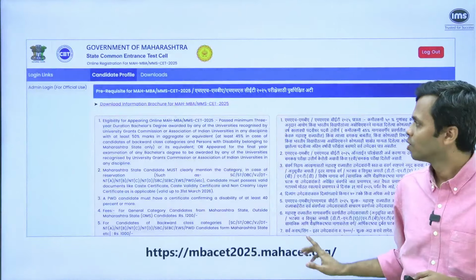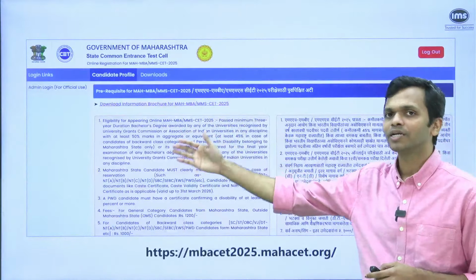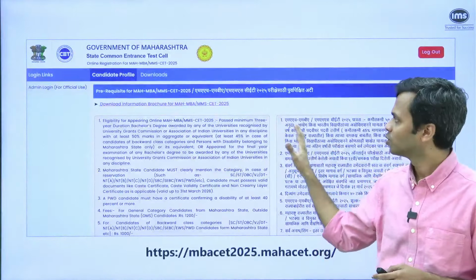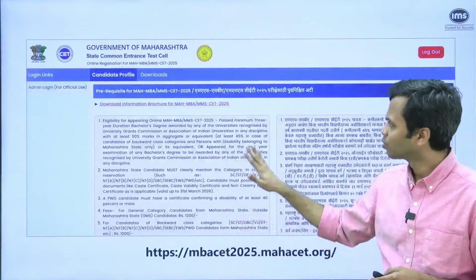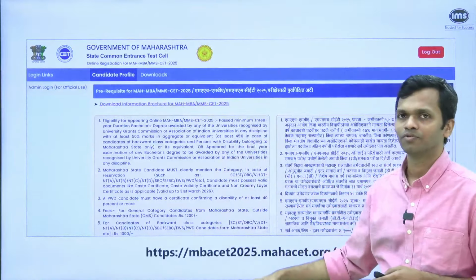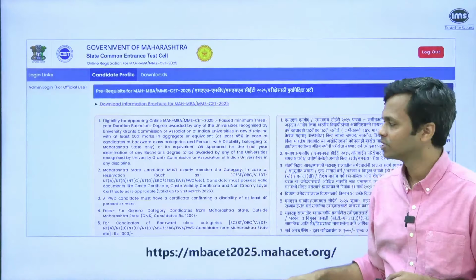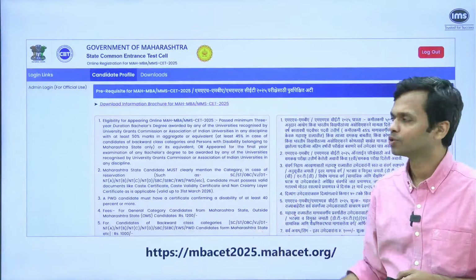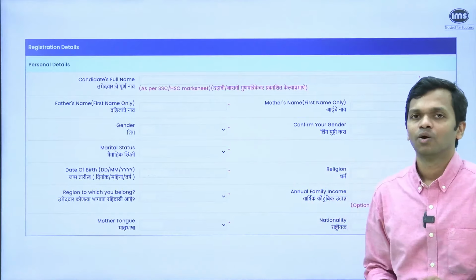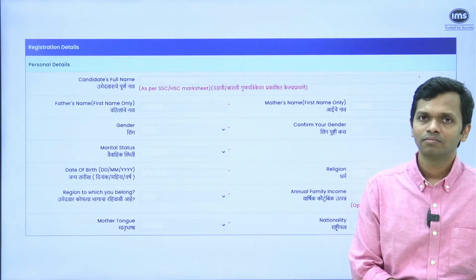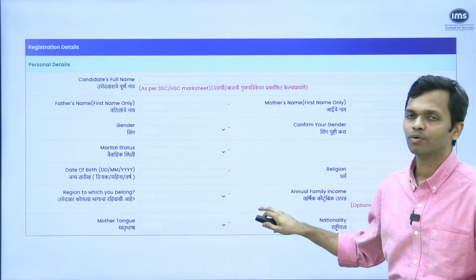Now this website is mbacet2025.mahscet.org. On this website, because you are getting redirected from the previous page, you don't have to log in again. So you will see information, you can go through it, it's a long information. I'm not going to walk you through all of this, but just read it once, that should suffice. Then comes the personal details. Now because you had already entered it some time back, you won't have to enter it again.